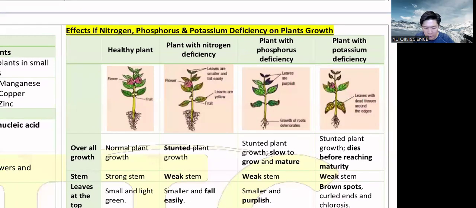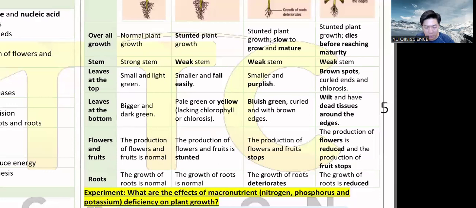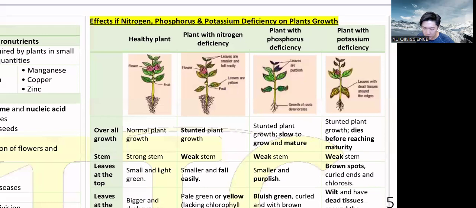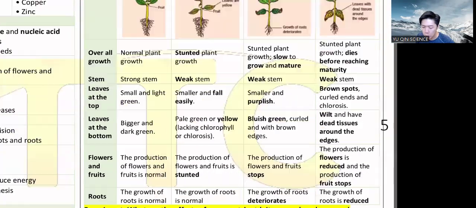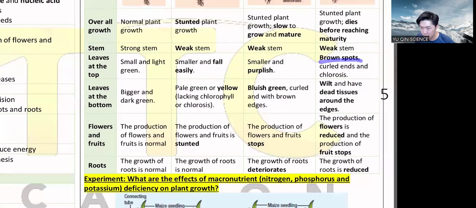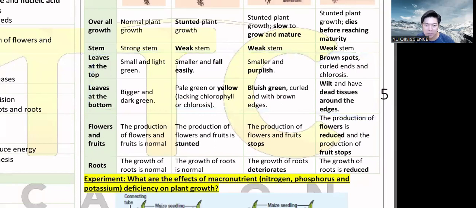This one is to test what happens if this tree is missing something. A lot also, but honestly, usually we just remember the color of the leaf, then it is enough. So no nitrogen becomes yellow. No phosphorus becomes bluish or purple. No potassium becomes brown spots. Usually that's the most important thing you want to remember. Then the rest is meh.